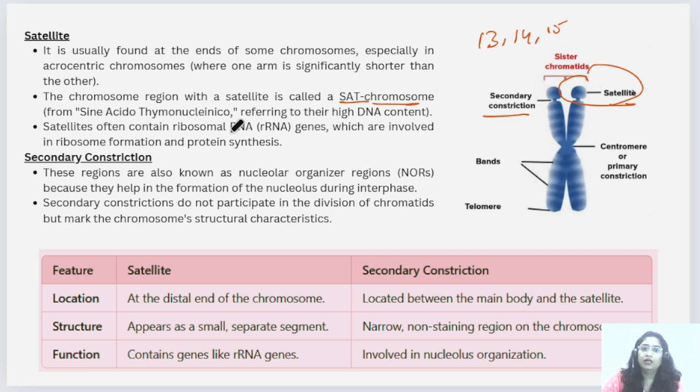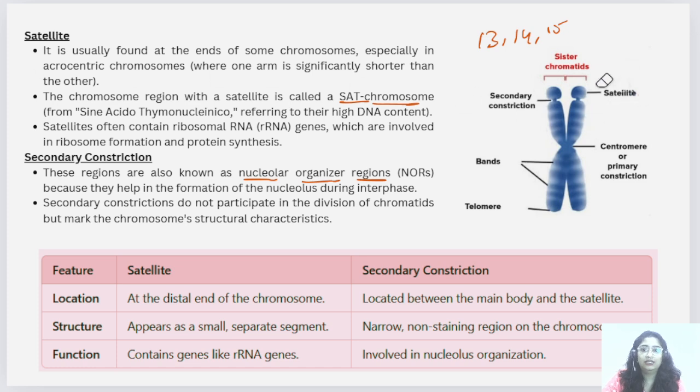Now, this thing, the secondary constriction region, is also called the nucleolar organizer region, or NOR. Why? Because they help in the formation of the nucleolus during interphase. And as I told you, what is the function of the nucleolus? Synthesizing the rRNA.